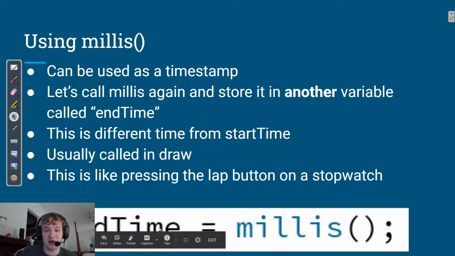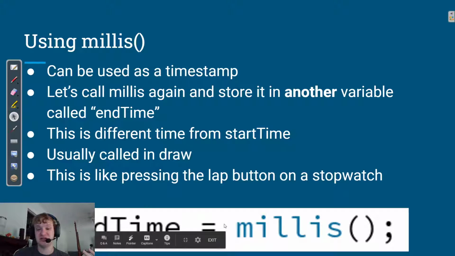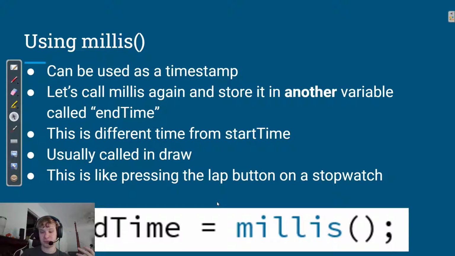Well, now I have another variable here. Instead of startTime, I'm going to call it endTime. Same thing though, I'm going to set it equal to millis, so it's also going to be equal to a timestamp. The difference here is that instead of calling it in my setup, which is run once at the beginning, I'm going to call it in my draw function. The role this is going to play for us is like me pressing the lap button on my stopwatch.